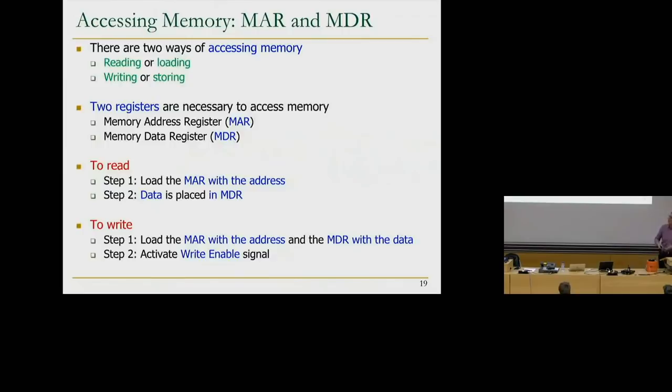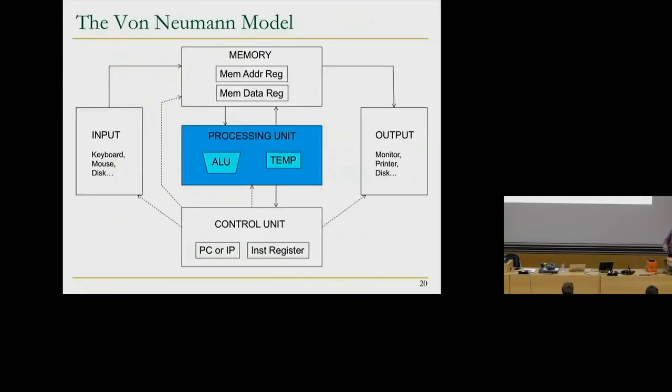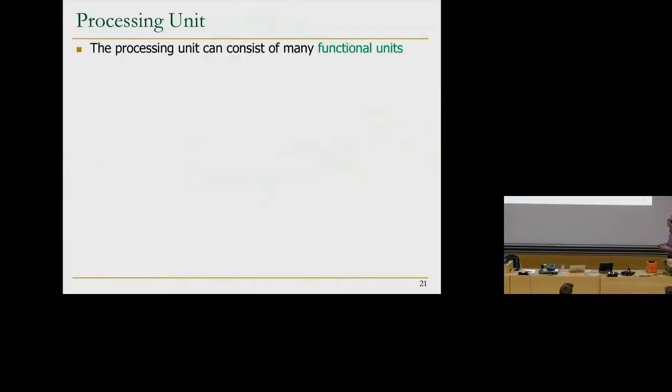And they're going to be called load and store instructions. And they're going to have different types, for example, load byte, load word. That's why this is important to know. Okay, now let's go into the processing unit. Now we know how to load data, how to read data, and how to write data. Let's go into how to orchestrate this.